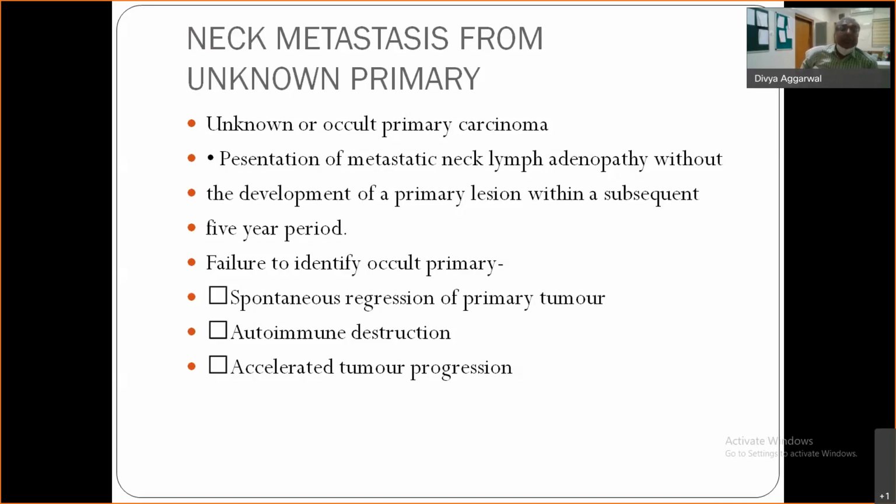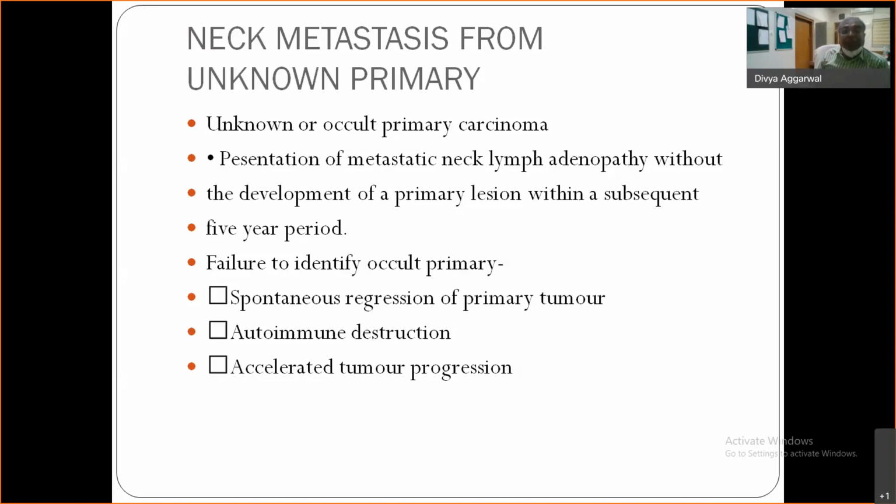That is, you have found it out today, but within 5 years there was no primary detected. So it would be called an unknown primary, with failure to identify the occult primary. This is an important, interesting question: why does an occult primary occur at all?